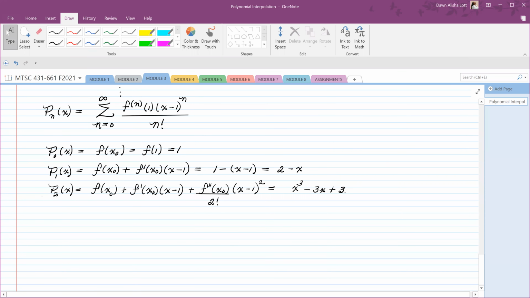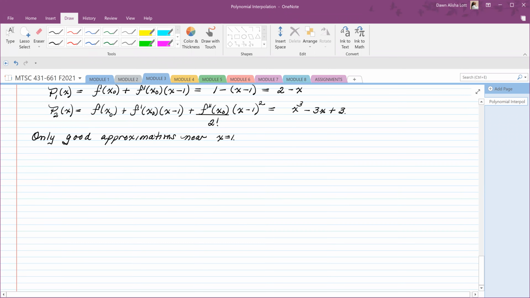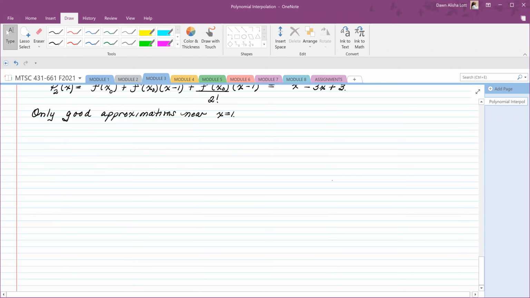But again, these are only good approximations near x equal to 1. So I may want to find a good approximation somewhere else. Okay. All right. So this is what we want to do. So here's the problem.